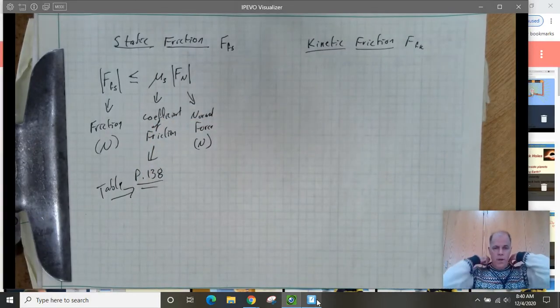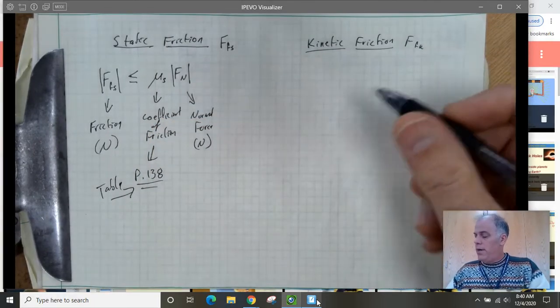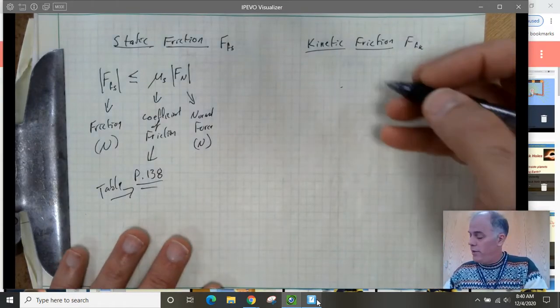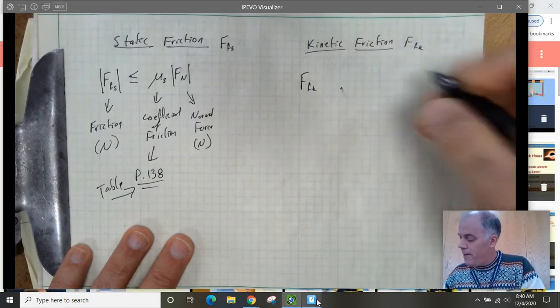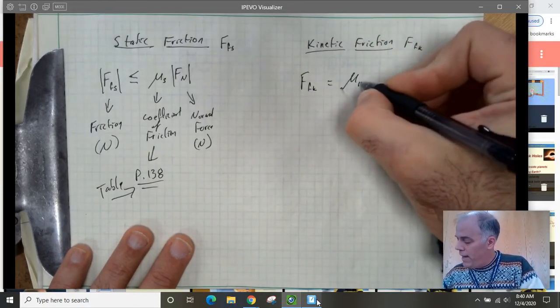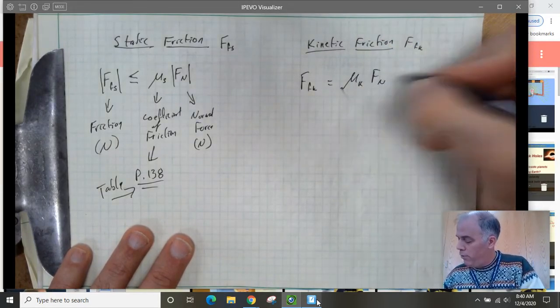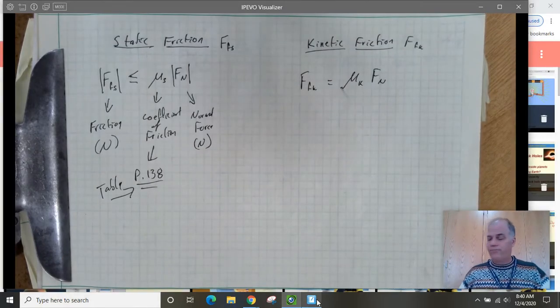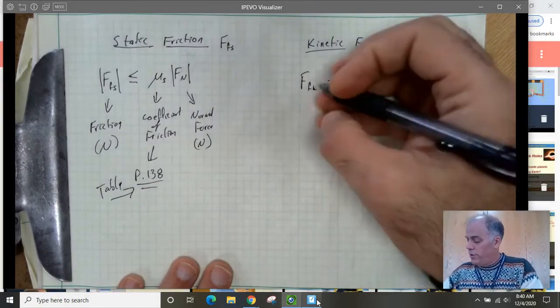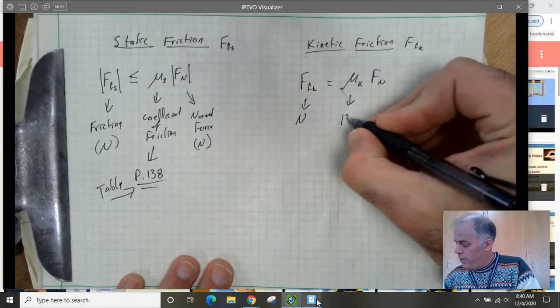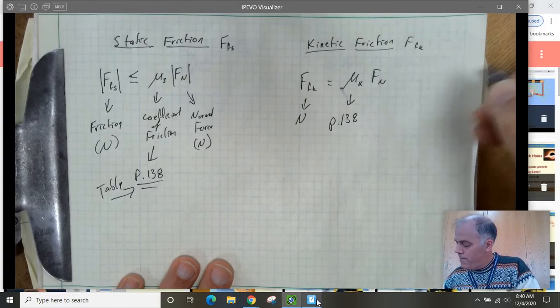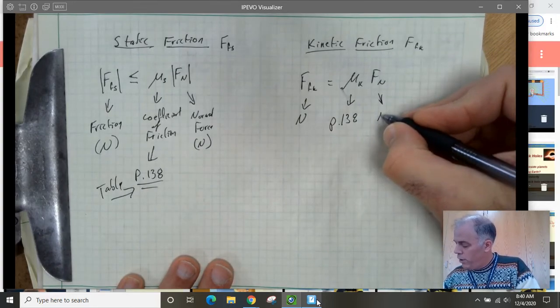Okay. Now, the equation for kinetic friction is very similar. In this one, it is the force of friction kinetic is equal to mu k times the normal force. That's all there is to it. And the same thing. So this is force of friction in newtons. This is on page 138. And this is the normal force also in newtons.